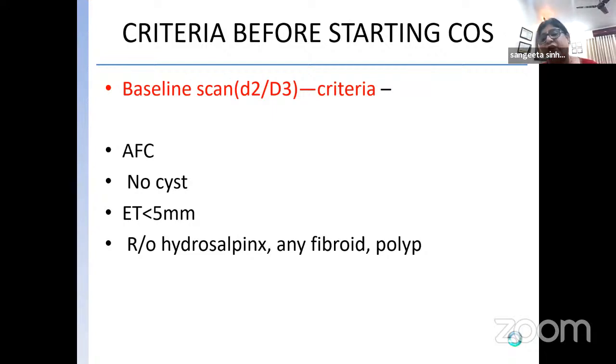And again, if you are going for the baseline scan, it's very important to see the ovaries. In the ovary, check the antral follicular count; if there is any cyst, you have to cancel the cycle. And again, the other things like hydrosalpinx, fibroid, polyp, anything which you or your previous gynecologist or colleague may have missed. That's very important, so don't always rely on the whole details of the previous paper. Yes, endometrial thickness should be less than 5.